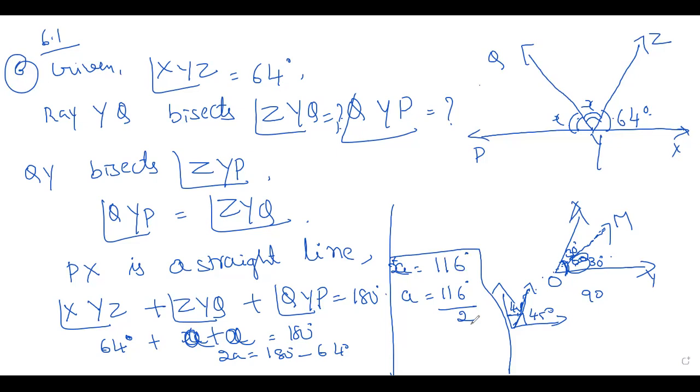It comes to the denominator. So a is equal to 50, 2 5s are 10, remainder is 1 and 8s are 16. A is equal to 58. So each angle will be 58 degree.